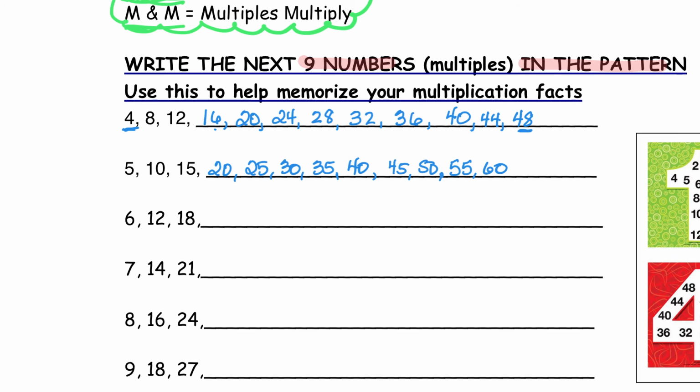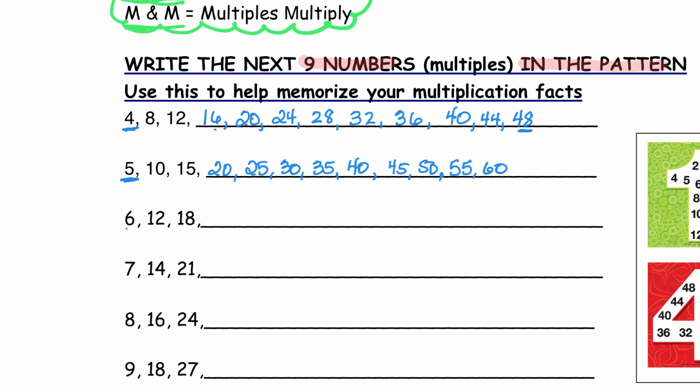And there you have all of the multiples of 5. Now remember, multiples, you're skip counting. Multiples, many. You're skip counting by whatever you're starting with. So this is going up by 5s. 5, 10, 15, 20, 25, 30, 35, 40, 45, 50, 55, and 60. Hope you did well with that one.